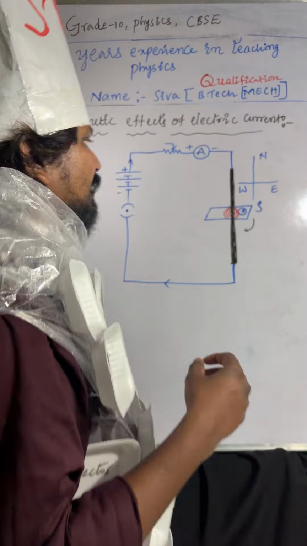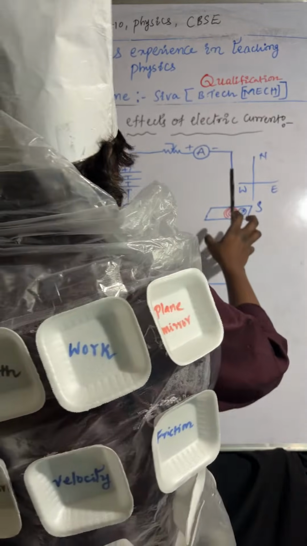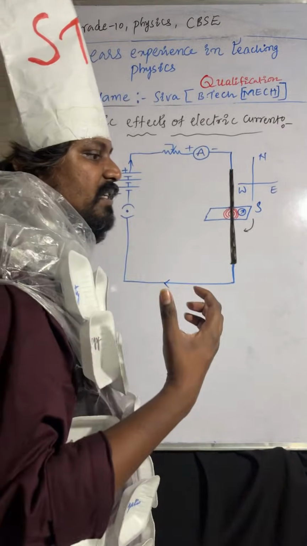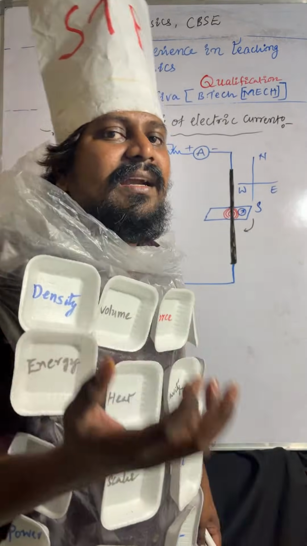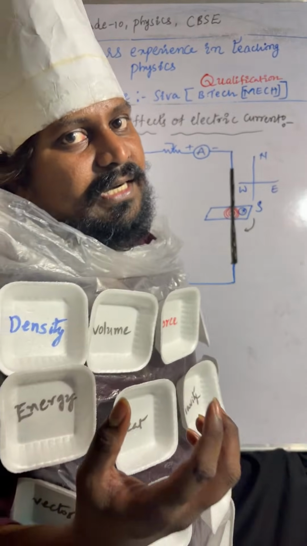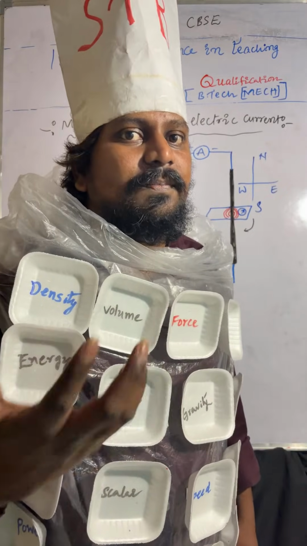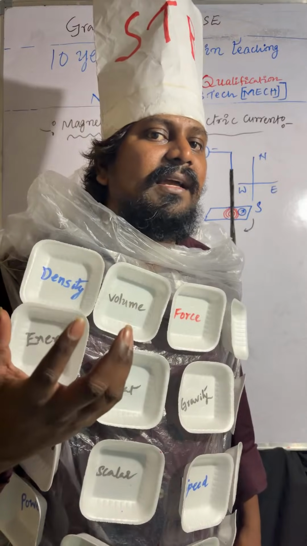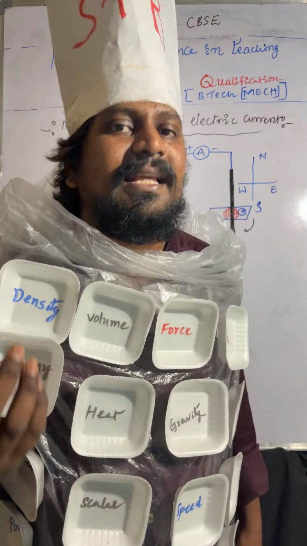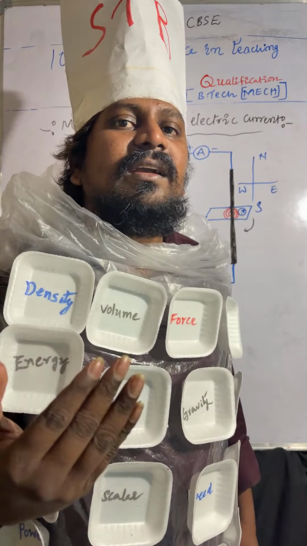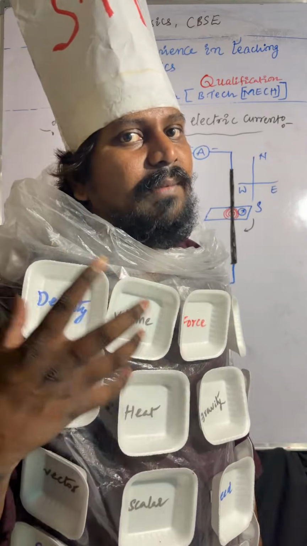Now we can observe one more point: near the conductor, more crowding of field lines will be there. More crowding represents more magnetic field. Near the conductor, the field will be more. Away from the conductor, the field will be less. Near the conductor, the magnetic field will be more, and away from the conductor, the magnetic field will be less.